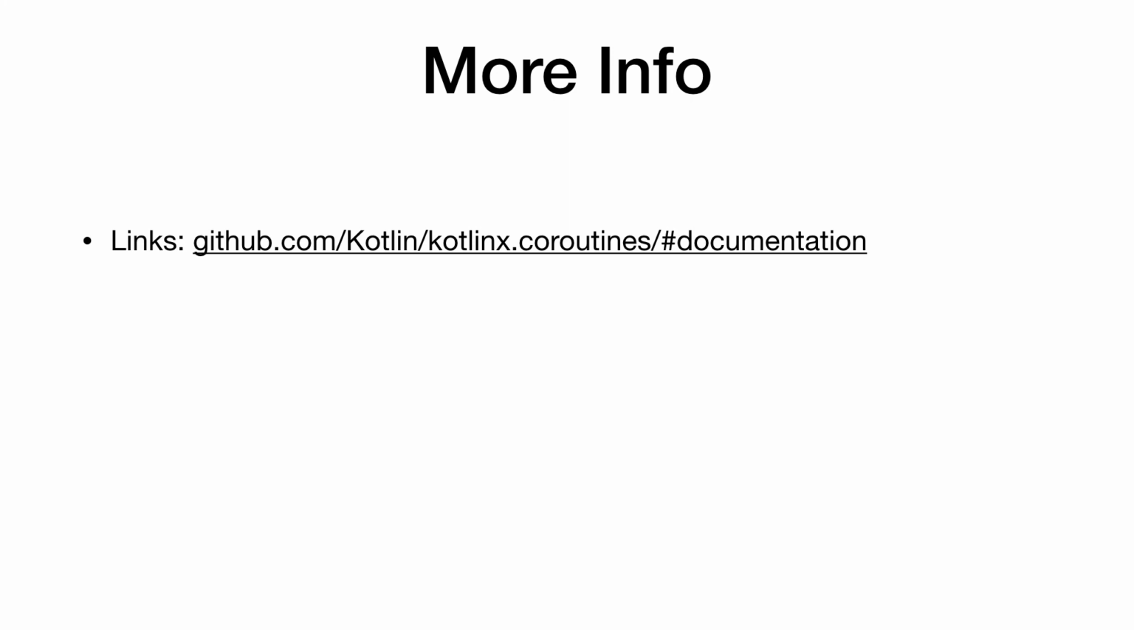But where do you go for more information? I think one of the best places to get a pile of links to look at, the Kotlin X Coroutines library has a documentation section, and that documentation section links to a whole bunch of talks and articles, and that's a treasure trove of information. That's a good place to start and then fan out for what you want to know about.